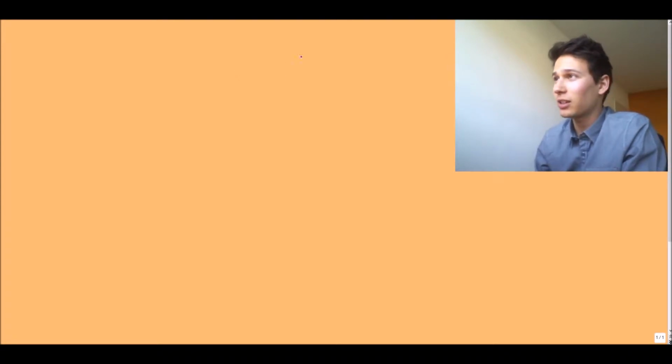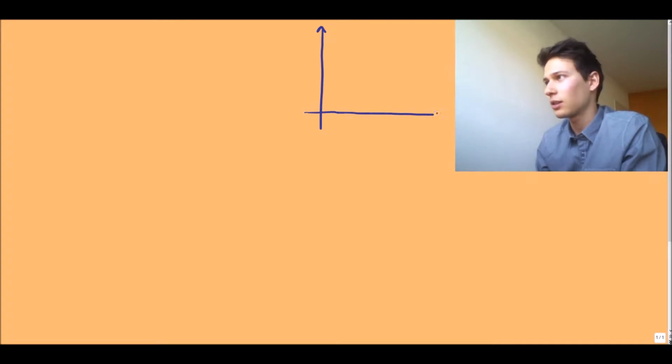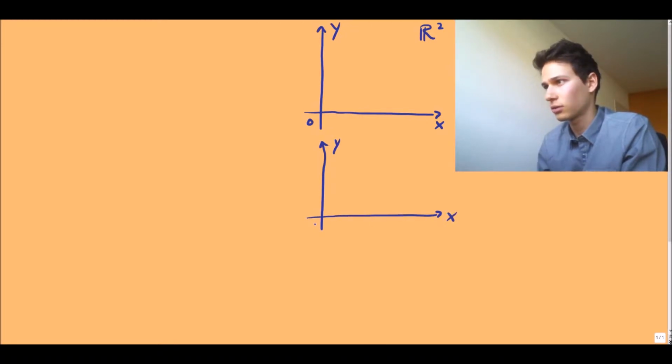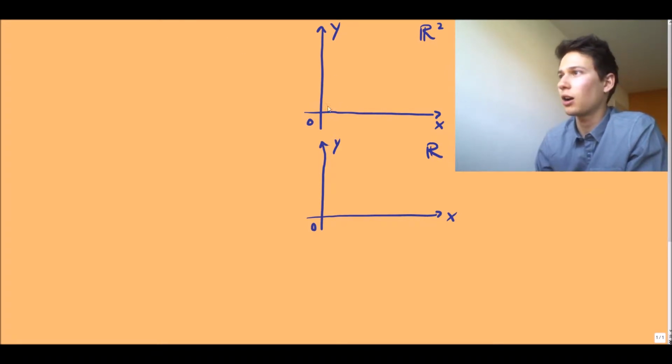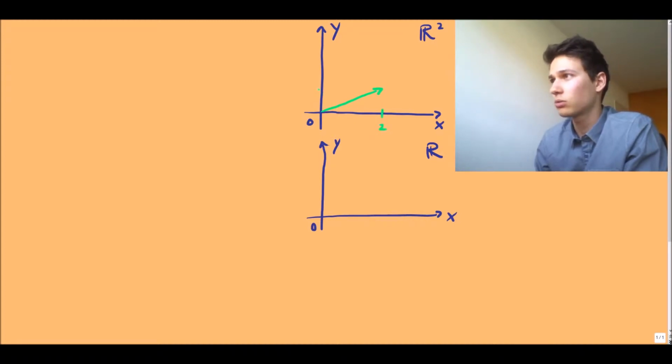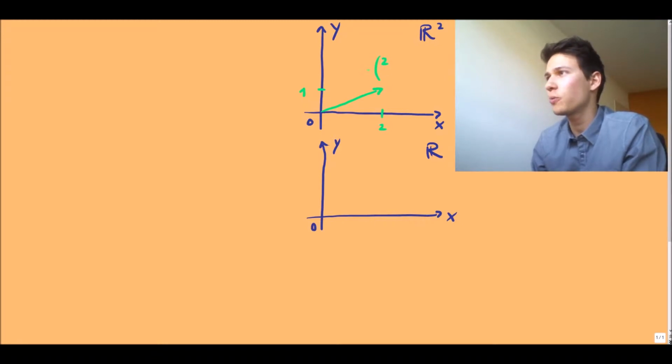So for this I'm gonna need two coordinate systems. Let this be the R2 for convenience, with an origin, a y-axis, an x-axis. Let this again be the R2. And let's choose some random vector up here. And let this be the vector 2, 1. So this is the vector with x-coordinate 2 and the y-coordinate 1.